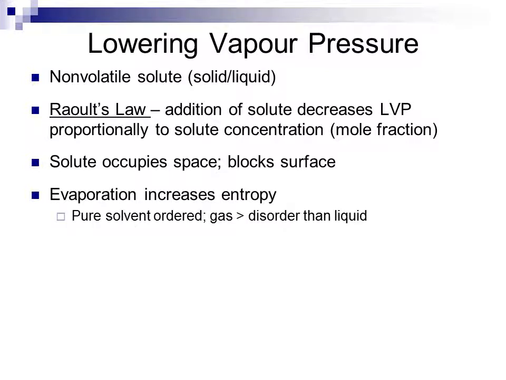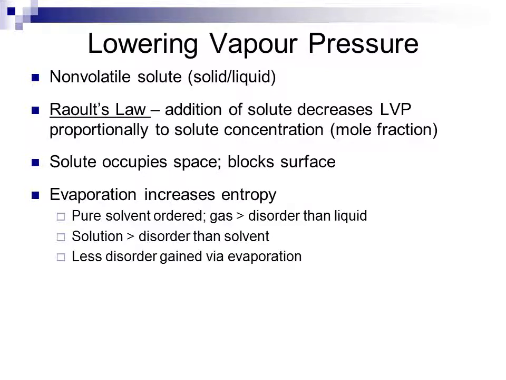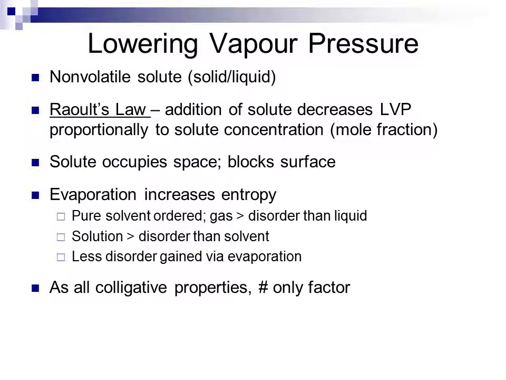Now, a pure solvent is much more ordered in its liquid phase than a solution is. As it transitions to a gas, the gas is more disordered than the liquid. A solution is already disordered versus a solvent because it's a mixture of more than one thing. Because a solution is already disordered, there is less disorder to be gained in a solution by evaporation, which means that the overall benefit of the entropy gain in a solution versus a pure solvent is less. As with all colligative properties, the only thing that matters is the number of solute particles in the solution.